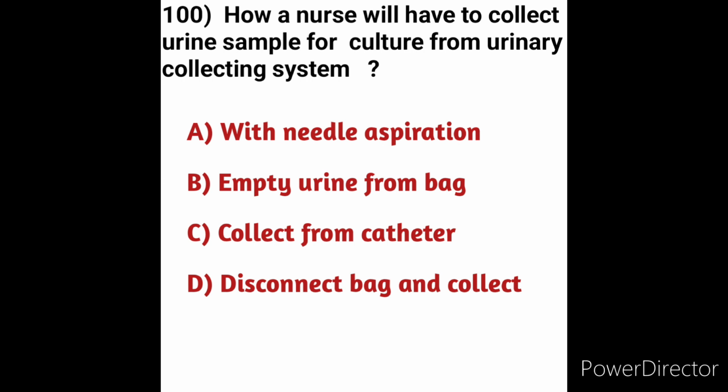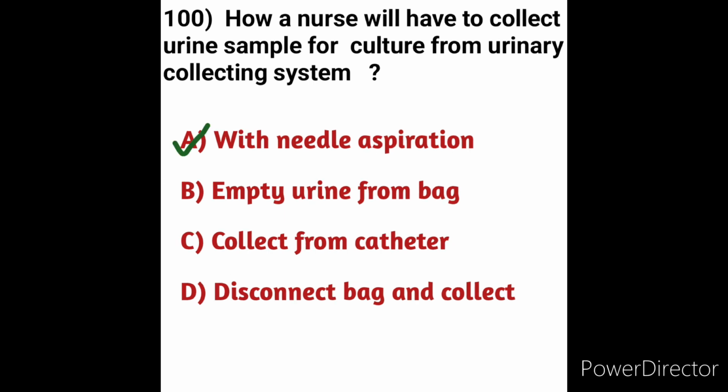Culture sample means we have to maintain full aseptic technique. Clean the catheter port with a 70% alcohol swab using sterile technique. The nurse will puncture the collection port with a needle attached to the syringe, aspirate the urine and place it into the sterile container. So here with needle aspiration, option A is the correct answer. Empty urine from bag, collect from catheter, disconnect bag and collect, these are not the aseptic techniques for collecting a urine sample for culture. So option A, with needle aspiration, is the correct answer.